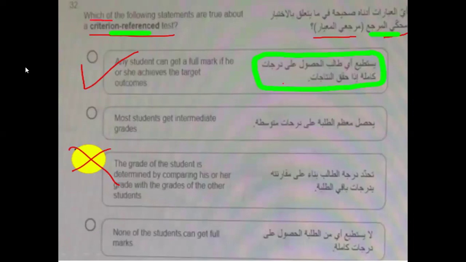Next thing: which of the following statements are true about criterion referenced? I have already explained the difference between criterion-referenced tests, CRTs, and NRTs. But let's see. Any student can get the full mark if he or she achieves the target or outcomes. Target is the criteria, right? So we'll check here, but we'll go through all options.